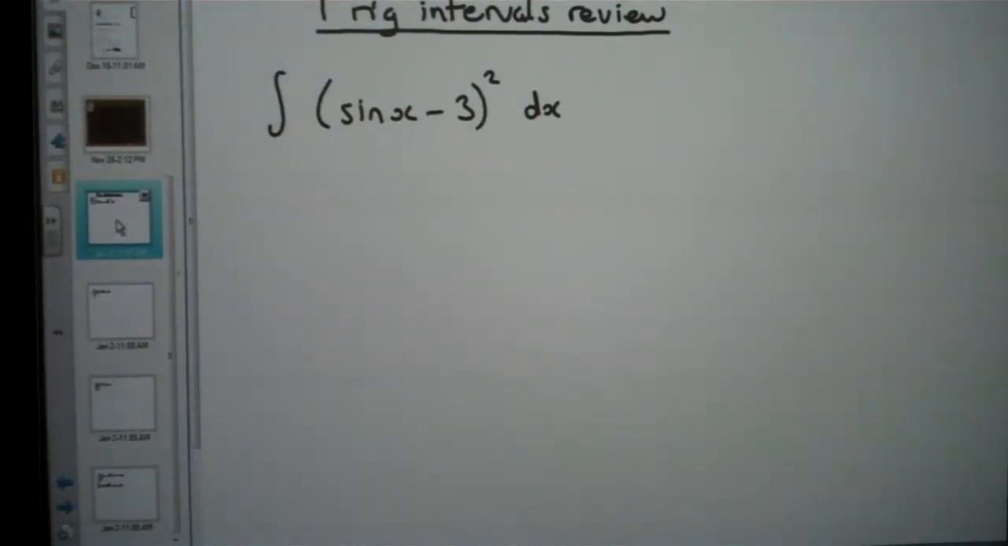Now, as we're looking at the worksheet from UC Davis, and we're looking back at trig integrals, a lot of people, having it been a while, tend to forget some of these rules. So we're just going to look back at some questions just to see if we can jog our memories a little bit on how to do some of these.